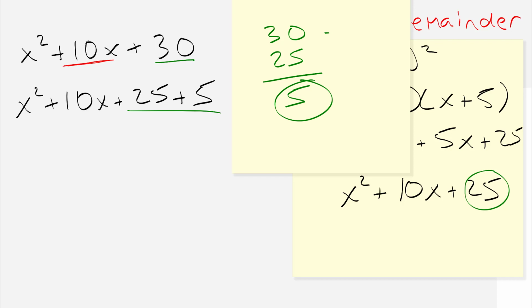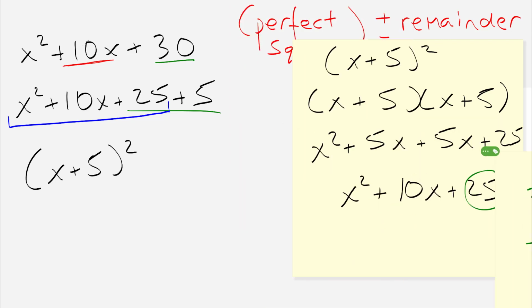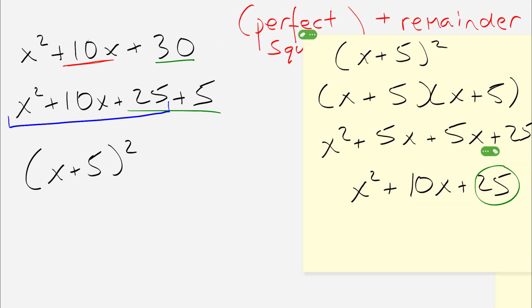Back to the expression then, we have the x squared plus the 10x plus the 25. We know that that is x plus 5 to be squared. We already figured that out, remember, over here. And then we have our remainder, our plus 5. So x plus 5 squared plus 5, that is the same as our x squared plus 10x plus 30. It's just a different way of rewriting it, and it's writing it in the completing the square format.